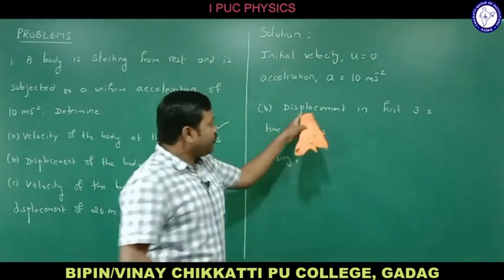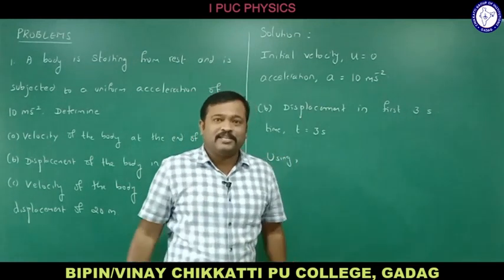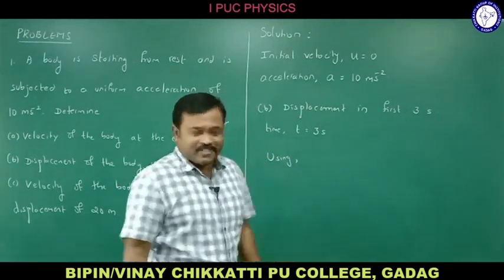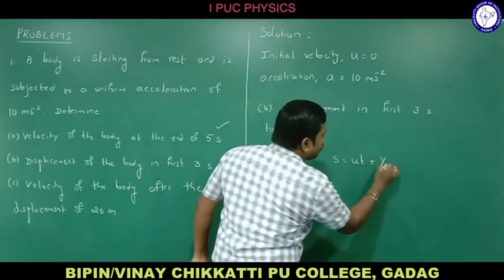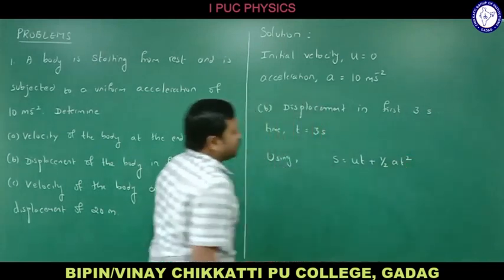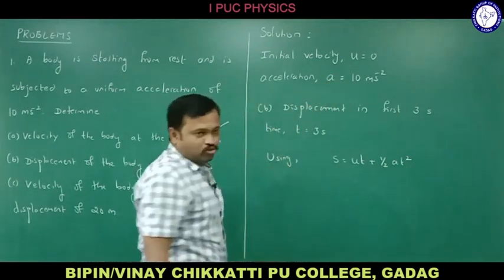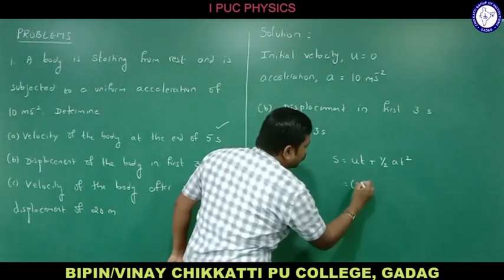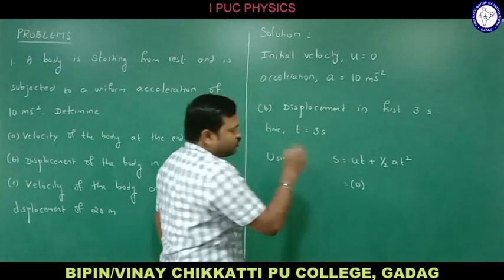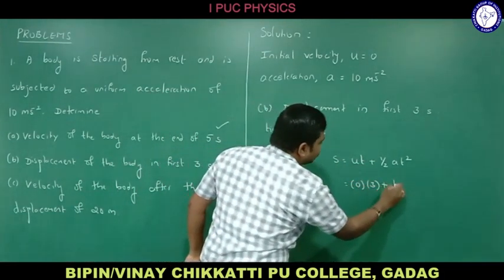As you require displacement, you cannot use V is equal to U plus AT because it does not have any displacement. But you have the formula for displacement. So what is the formula? S equal to UT plus half AT square. Shall I use this? Yes, because you know U, you know T, and you know A also. So what is U? Initial velocity. It is 0, and 0 into something is also 0, so directly you can mention 0 here, or you can write it like this, half.